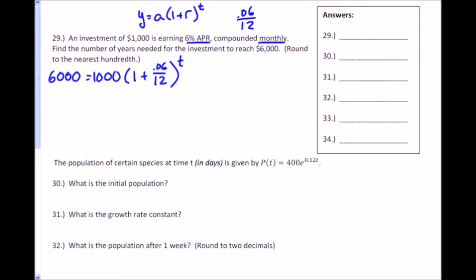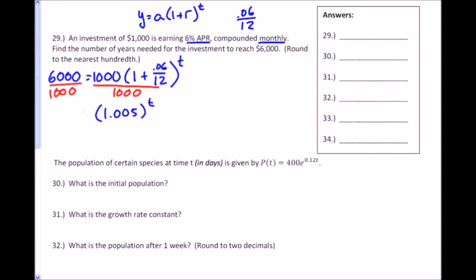All right. So as I start to simplify this thing, the first thing I do is I've got to divide each side by this 1,000. I've got to isolate the exponential part of the function. So that's going to leave me with a 6 equals. In here, I can simplify this a little bit. I can divide the 0.06 divided by the 12, and I can add that to the 1. And when I do that, that's going to be a 1.005 raised to the t.